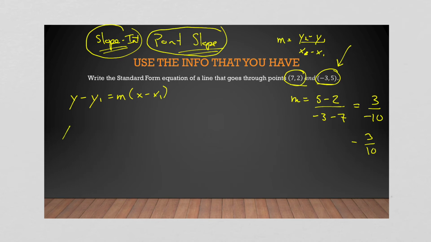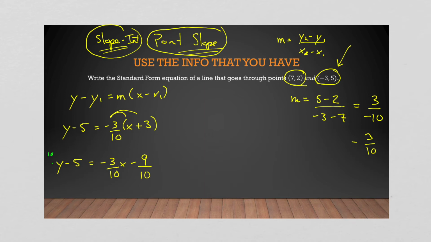So now I have y minus 5 equals negative 3 over 10 times x minus negative 3, so x plus 3. So now we have y minus 5, and then multiply in, equals negative 3 over 10x minus 9 over 10. So the good news is here we're going to standard form and we don't want fractions, and you can see we have fractions. So let's just get rid of those now.